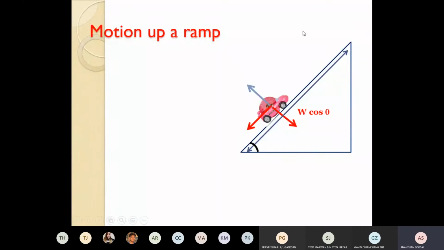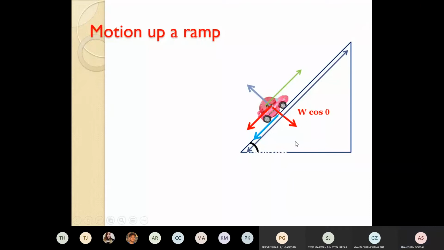Then we have one force acting up. What's the name of that force? It is the normal force. The normal force is always acting perpendicular to the surface, and the normal force is the same as W cos theta. Then, of course, you have friction. You have friction acting down if the car is moving up. And finally, the car thrust.